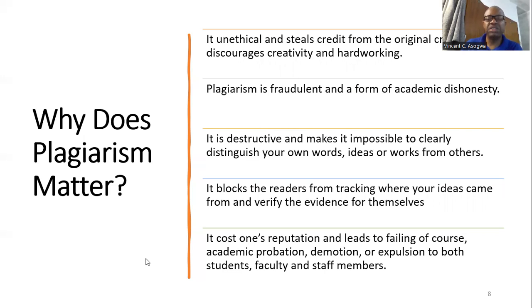Plagiarism is fraudulent and is a form of academic dishonesty. It does not actually represent you, so it doesn't tell people who you are. It doesn't show what you have learned and what you have not learned. It is destructive and makes it impossible to clearly distinguish your own words, ideas, or work from others.